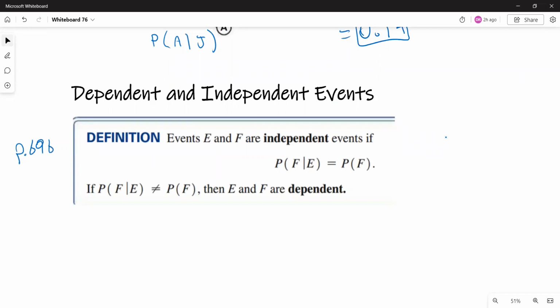Events E and F are independent events if the probability of F given E is equal to the probability of F. That is, the fact that E occurred does not affect the probability of F. If the probability of F given E does not equal the probability of F, then the occurrence of E is affecting the probability of F, and it is said that the events are dependent. So for the last two examples, you are going to determine whether the events are independent or dependent.